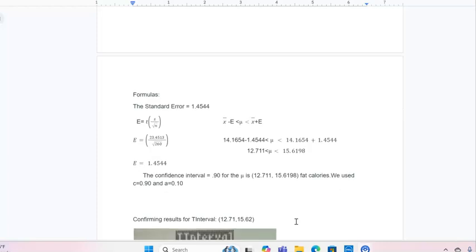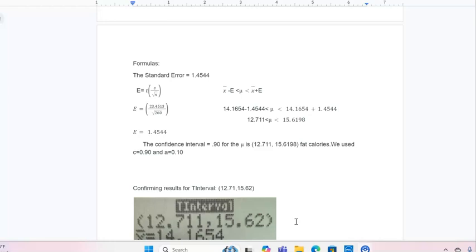Moving on to the formula of standard error. Our standard error, we got 1.4544. The way we did that is the formula is going to be t times s divided by the square root of n. We just punched in the values that we got, which is going to be 23.4513 divided by 260. What we got is 1.4544.